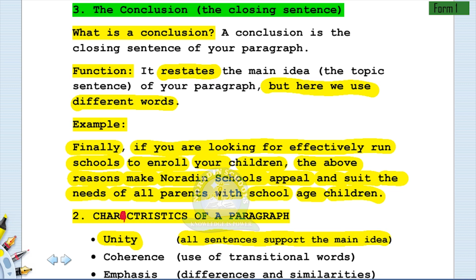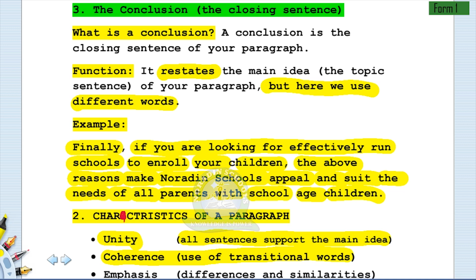The second factor that gives your paragraph quality is coherence. Coherence is the use of transitional words to connect sentences to keep your ideas in a logical flow. The transitional words that I use include first, second, also, on one hand, on the other hand, last but not least, finally. Such words make your paragraph coherent. They connect sentences smoothly.